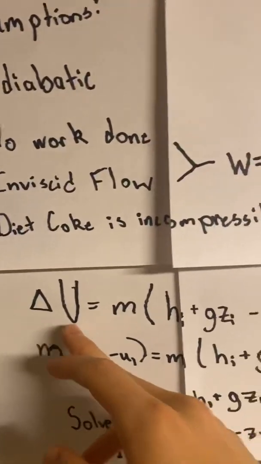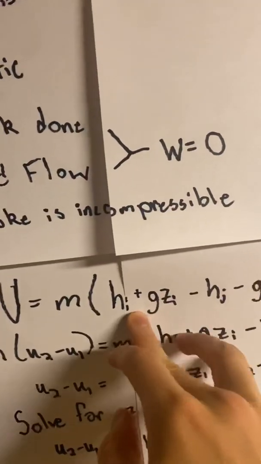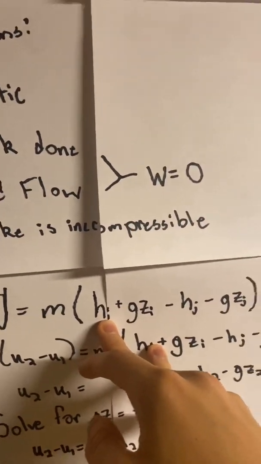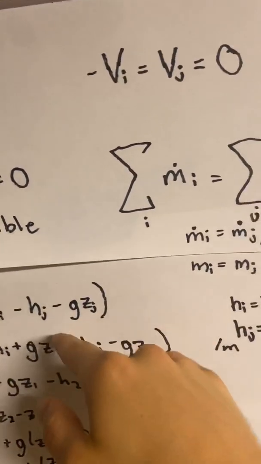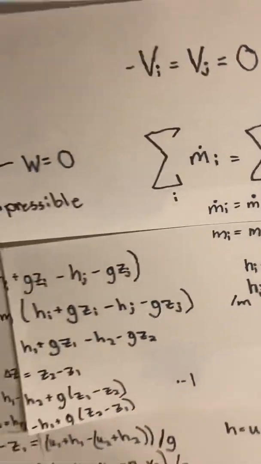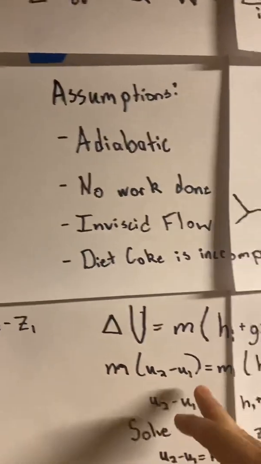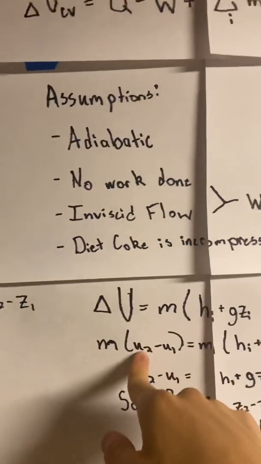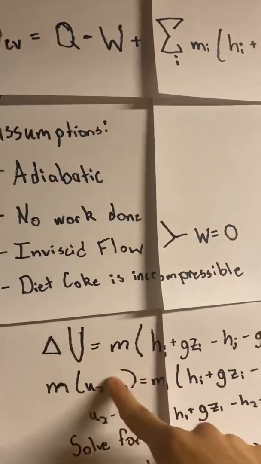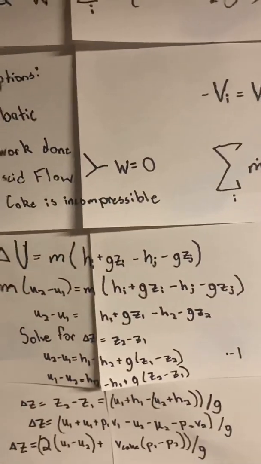And then we can take this formula up top that we derived from our King formula at the very top to get, here we have the change in internal energy equals mass times the enthalpy initial plus gravity times the initial height minus the final enthalpy minus gravity times the final height. And if we substitute m times u2 minus u1 in there, we get this equation, which is just u, the lowercase u. This is an easy substitution we learned about a lot.